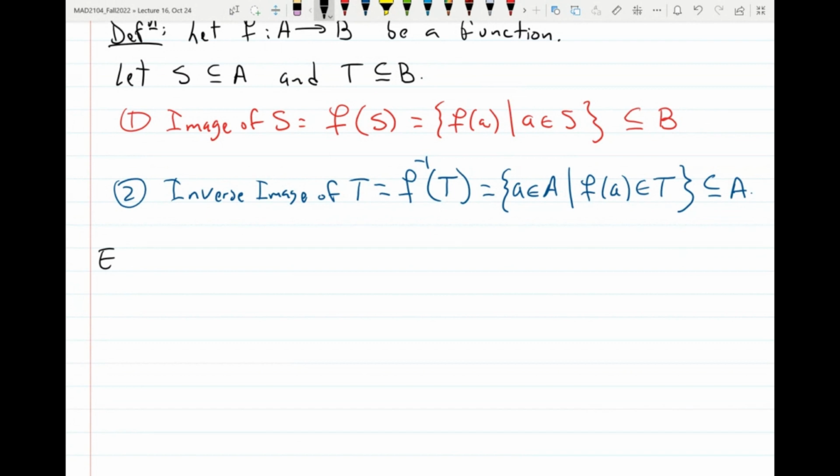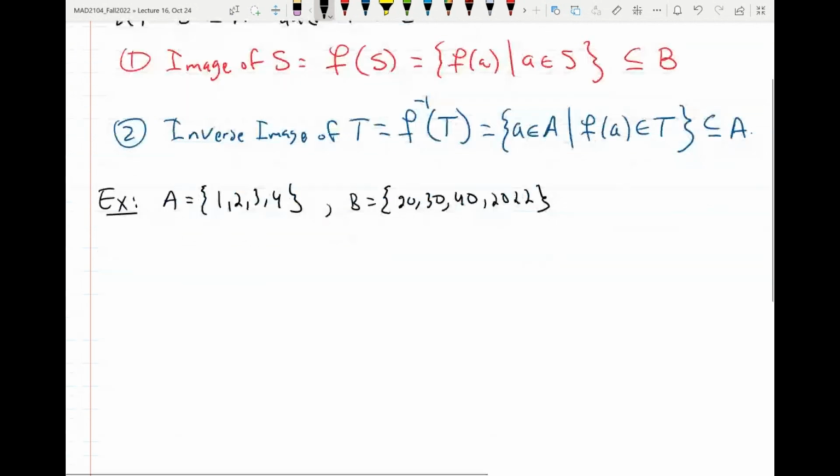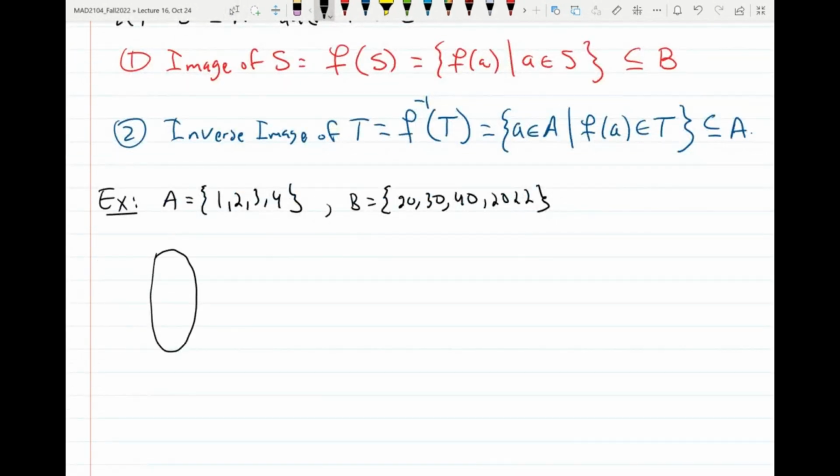So I guess before I ask those questions, let's do a concrete example. Okay. So let's say that we have the set A, which is 1, 2, 3, 4, just to hopefully have this concept more clear. And let's say the set B is 20, 30, 40, and 2022. Okay, so I'm going to define the function via a little picture.